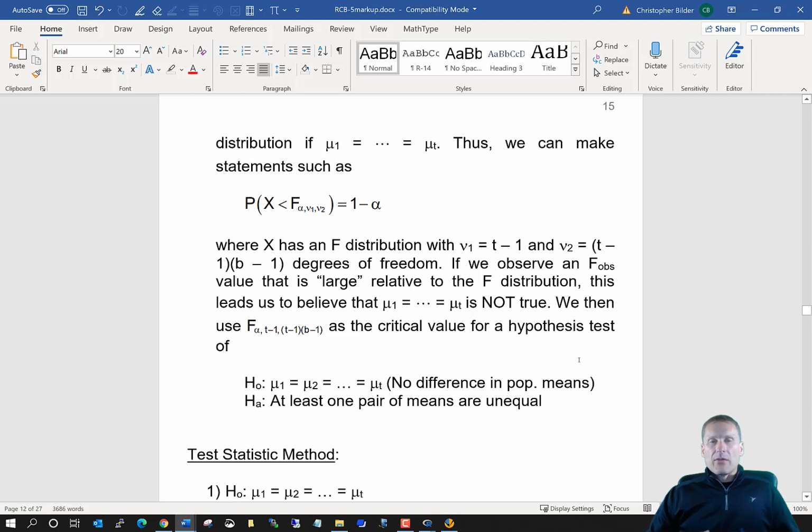Also, if we think of MST divided by MSC, that quantity is a random variable. It actually has an F distribution if the null hypothesis is true. So we can find corresponding probabilities with this term, just like what we've done in the past. We can then, as you can imagine, find p-values as well.